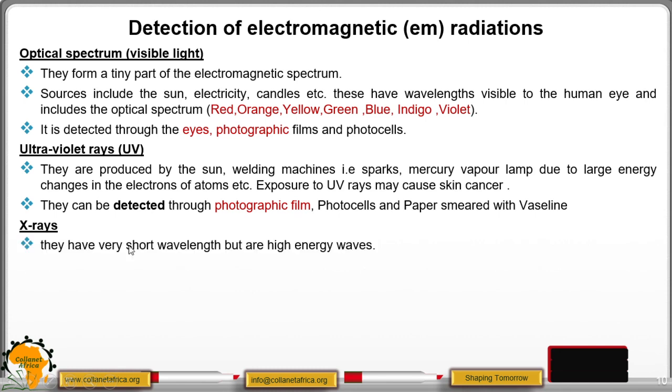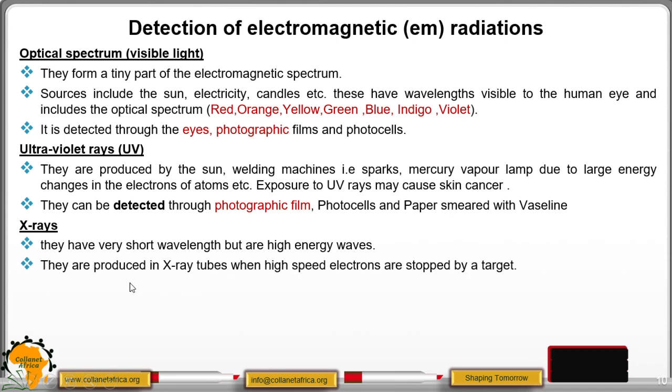We move to X-rays. They have a very short wavelength but a very high frequency, which implies that they possess a lot of energy, because we know that E, which is our energy, is hf. So if f is high, then our energy will also be high.